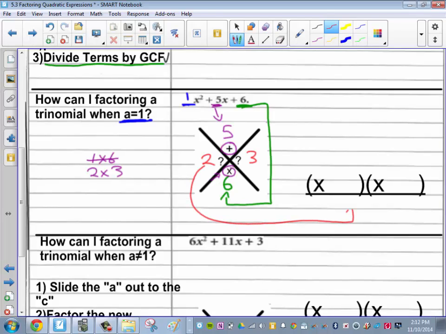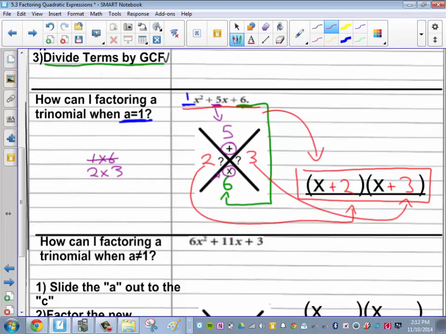I take the 2 and put it right here, and go plus 2 because it's a positive 2. And I take the 3 and put it right here, and put plus 3. And there you go. You factored this. This right here is now factored. And so that's the step for doing this.